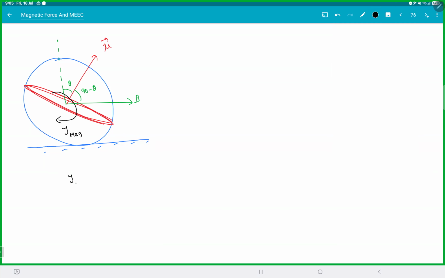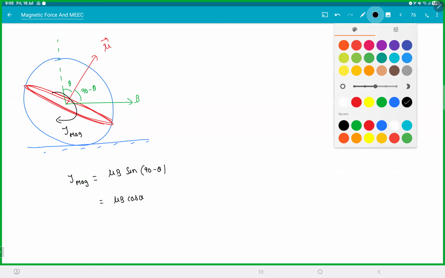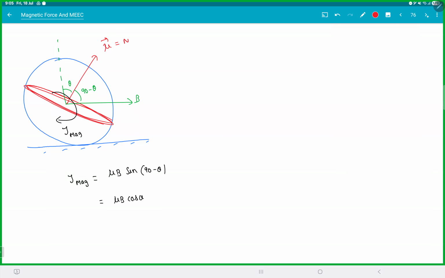So magnetic torque will be mu B sine theta, where theta is the angle between them. Your angle between them is 90 minus theta, so the torque is mu B cos theta. Mu bar is nothing but n I area, which is pi r square. So there I know this thing.